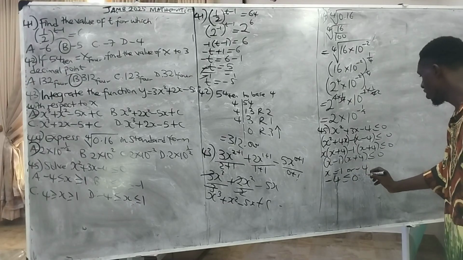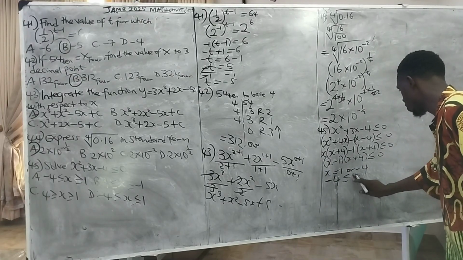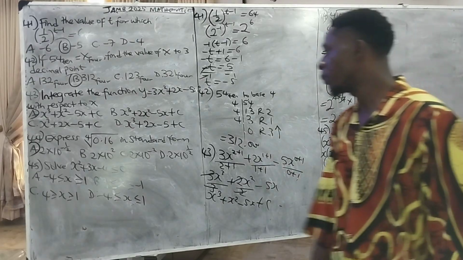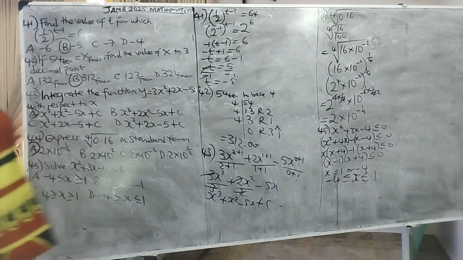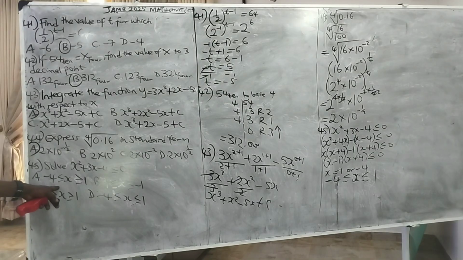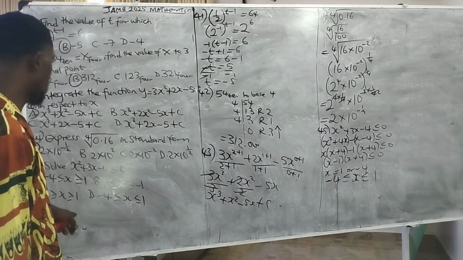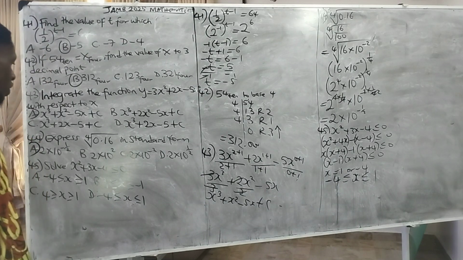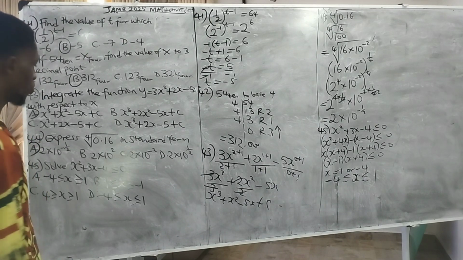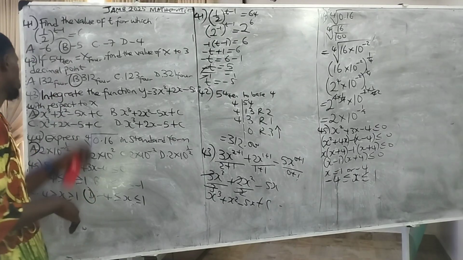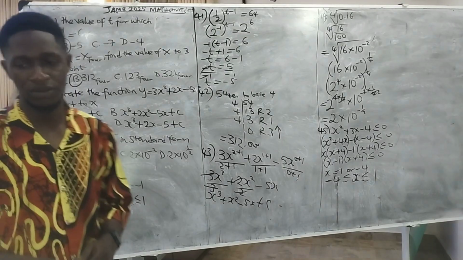So the solution is minus 4 less than or equal to x less than or equal to 1. Option D. And we are done with questions 41 to 45. Thank you.